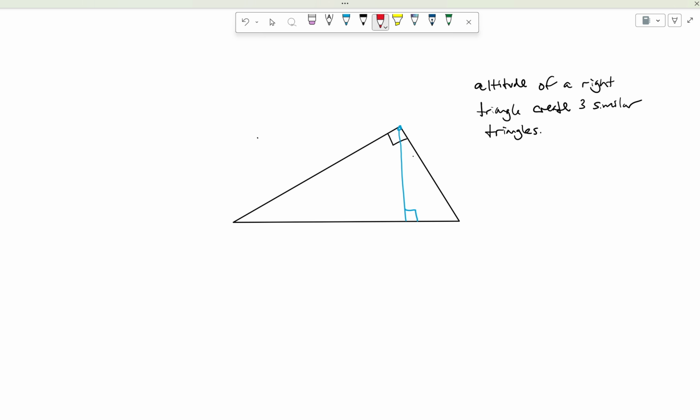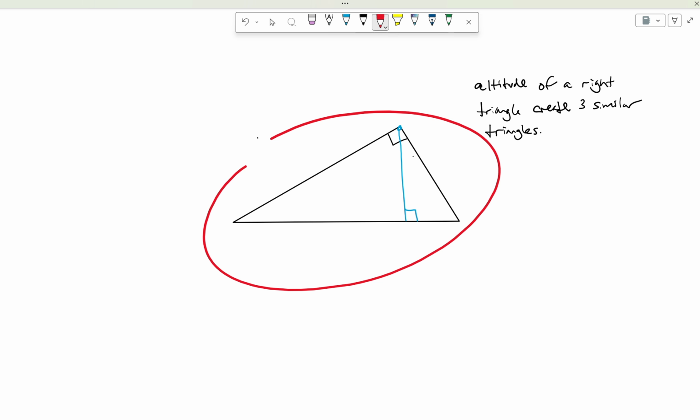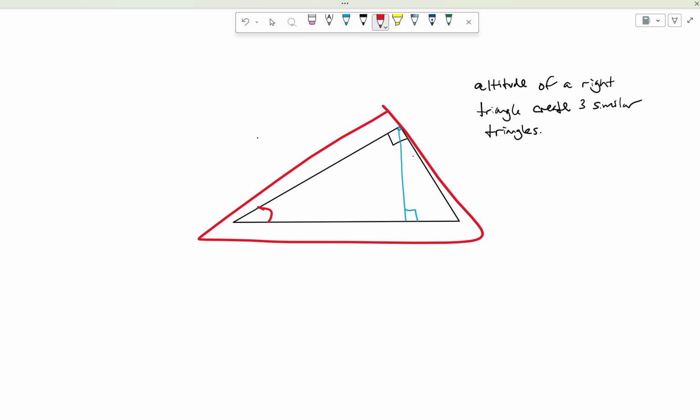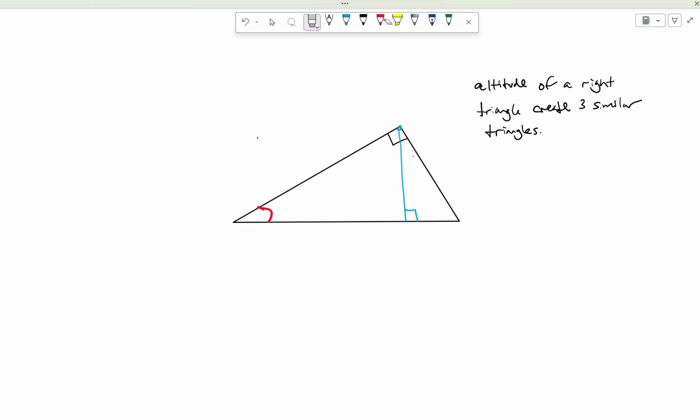Because let's take the first outer triangle, the big guy. He has a right angle. There's a right angle right here as well. So that's two angles. And think about just this triangle, which has this angle, and this triangle, which also has that angle, as well as two right angles. So through angle, I have similar triangles.